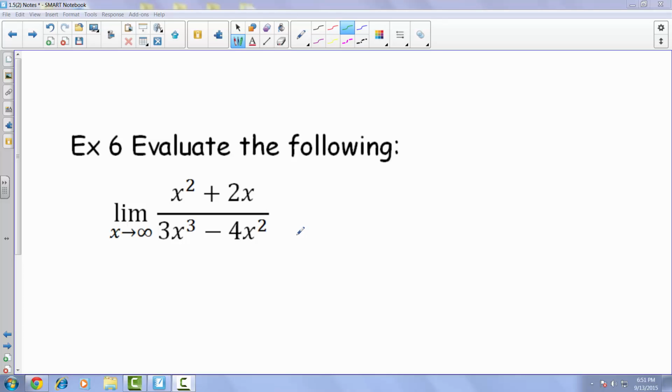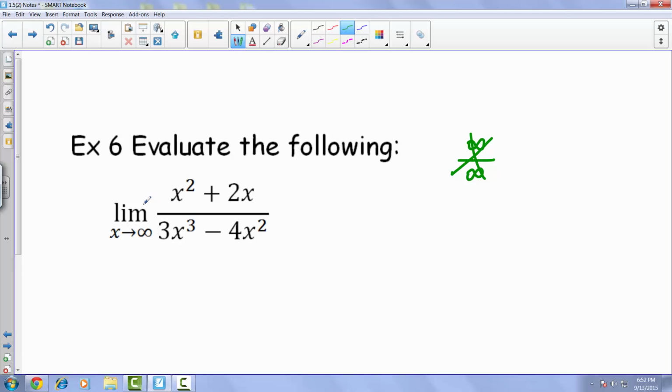Here we are looking at example 6 from our 1.5 number 2 set of notes. We're asked to evaluate the following limit. Now, if you were to try using direct evaluation, you would end up with an infinity over infinity indeterminate form, and unfortunately that's just not going to quite work out. So as a result, there has to be something algebraic that we can end up doing.